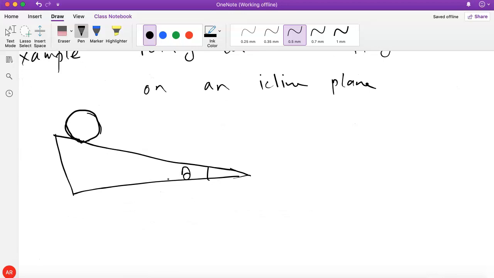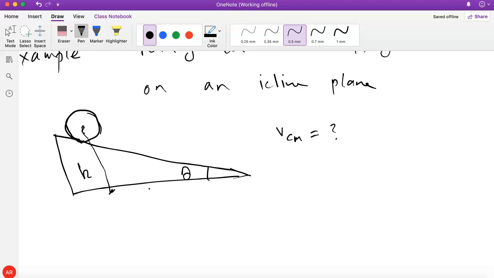So let's say we want to find, so let's say it's here, we have a height h, and we want to find the velocity of the center of mass when this object has come down, when the center of mass has come down by some vertical distance h, right?